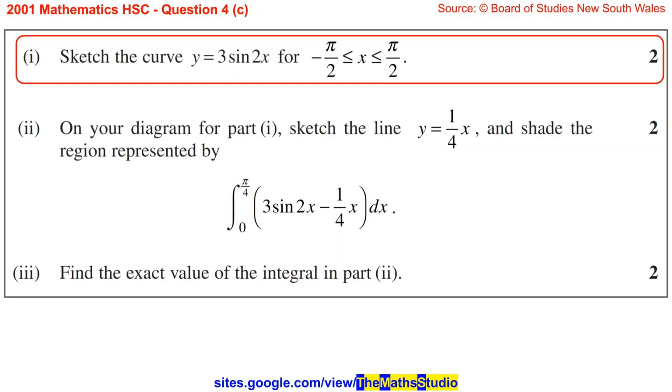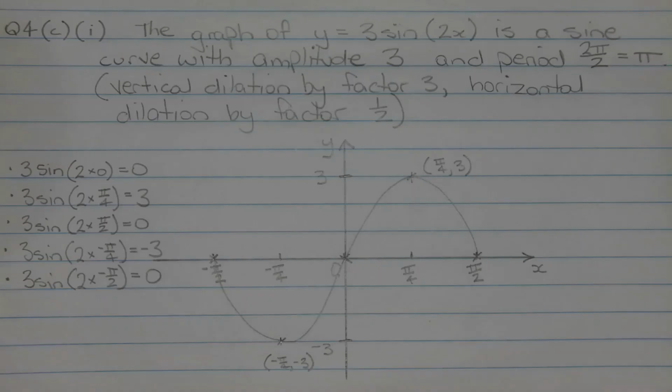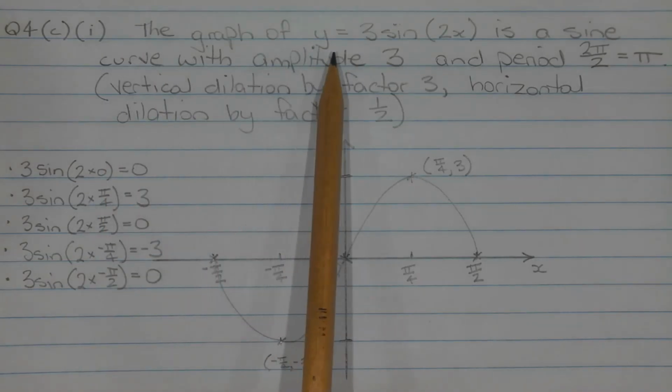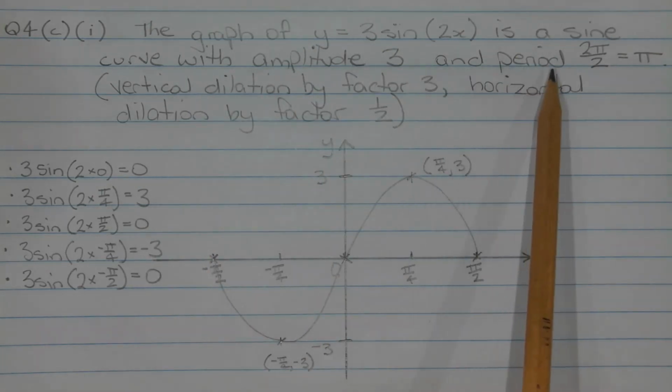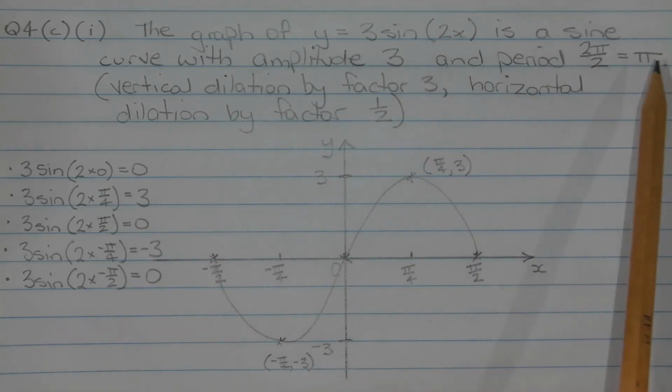Question 4c, Part 1. Sketch the curve y equals 3 sine 2x for x greater than or equal to negative pi over 2 and less than or equal to pi over 2. The graph of the equation y equals 3 sine 2x is a sine curve with amplitude 3 and period 2 pi over 2, which equals pi radians.